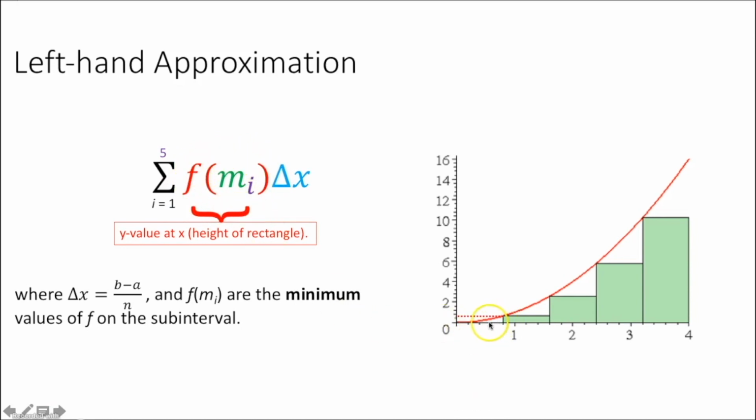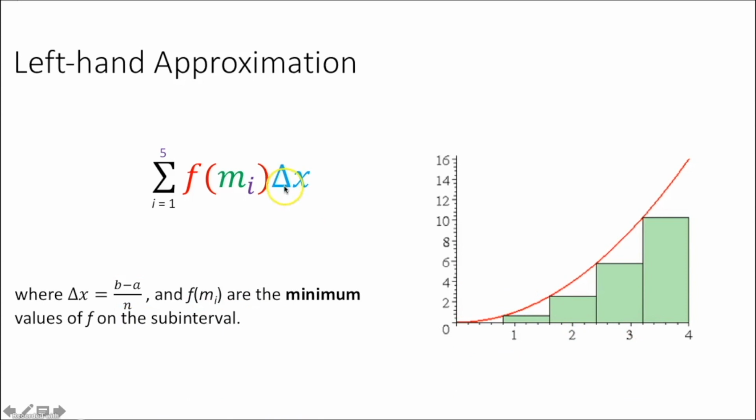So your first rectangle here actually has no height. The second one has a height that corresponds with this x value right here when you plug it into the function. The third rectangle has a height right here. Fourth rectangle has a height right here. And then fifth rectangle, its height is right there, right? And you can see that those heights correspond to the left endpoint x value.